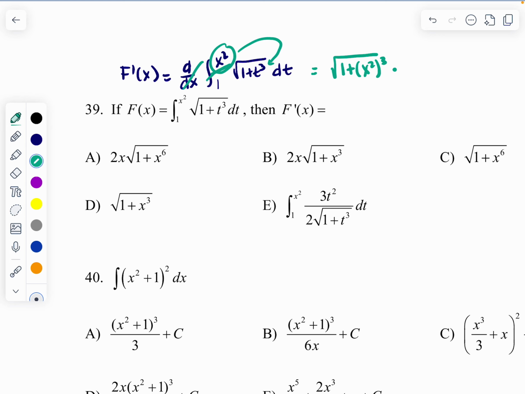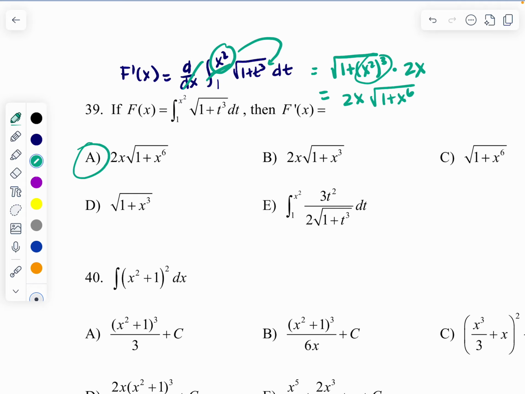The derivative of x squared is 2x. So simplifying this would be 2x times the square root of 1 plus x to the, that becomes 6. Okay, so that looks like 2x, 1 plus, it looks like a.